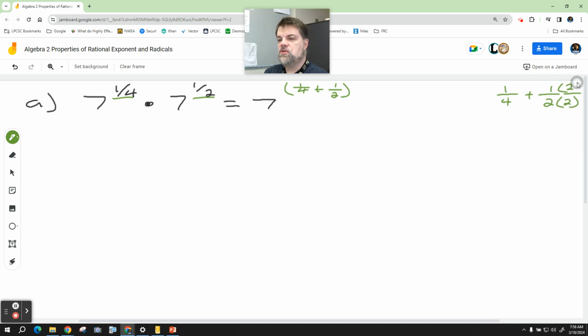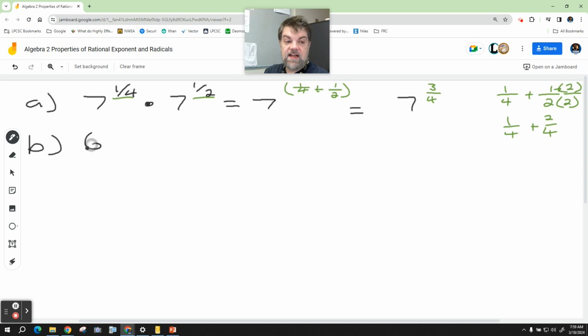And remember, with fractions, whatever I do on the bottom, I have to do to the top. So I end up with 1/4 plus, what's 1 times 2? 2. 2 times 2 is 4. So 1/2 is the same as 2/4, but when I add that up, it ends up becoming 3/4. And we could write that in radical form, I suppose, but for now, we're just going to leave it like that. Okay?